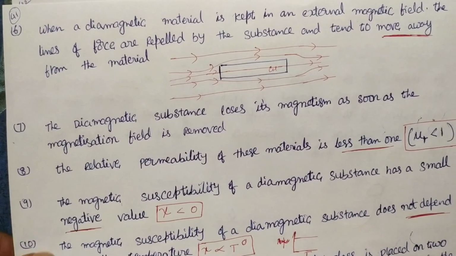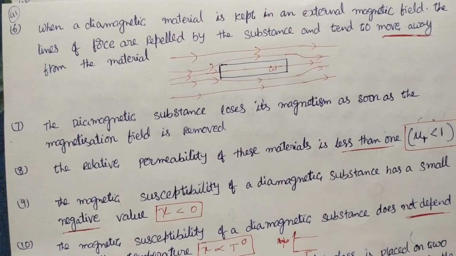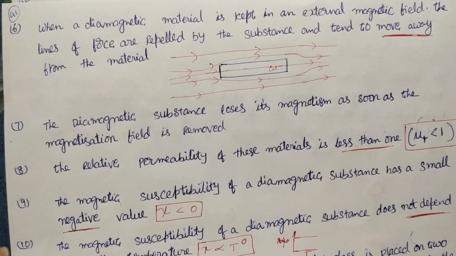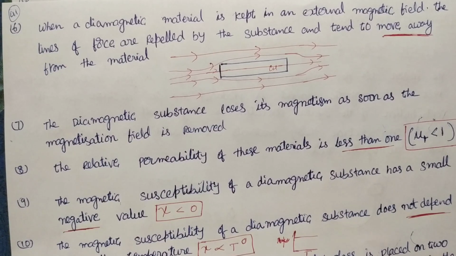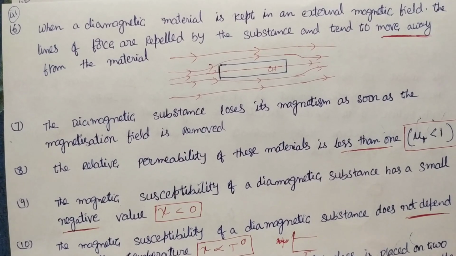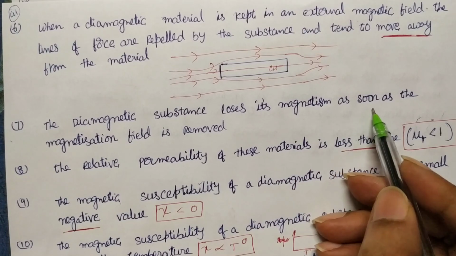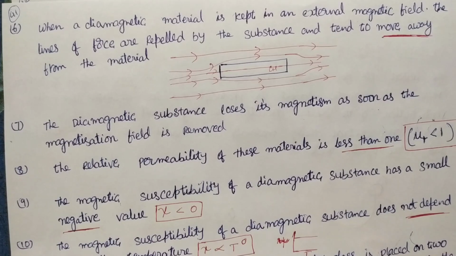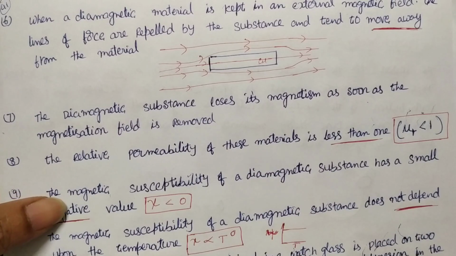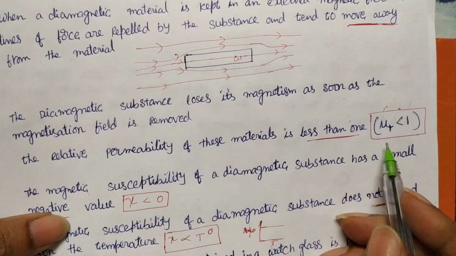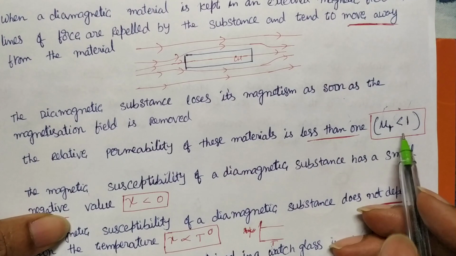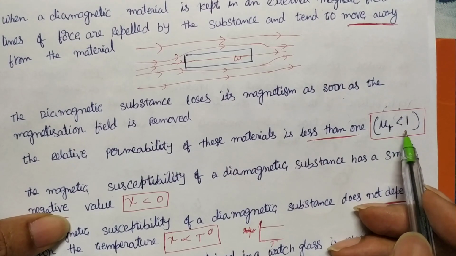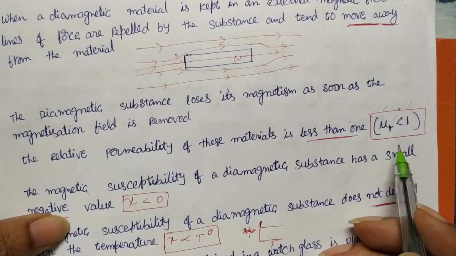That is the nature of diamagnetic material. If you apply a magnetic field on a diamagnetic material, it shows a slightly repulsive force. If you remove that field, immediately it behaves like a non-magnetic material. That is immediate: within a fraction of a second, as soon as the field disappears, the magnetism inside the diamagnetic material also disappears. And if you think about relative permeability, the value of mu R is less than 1, a very small value.